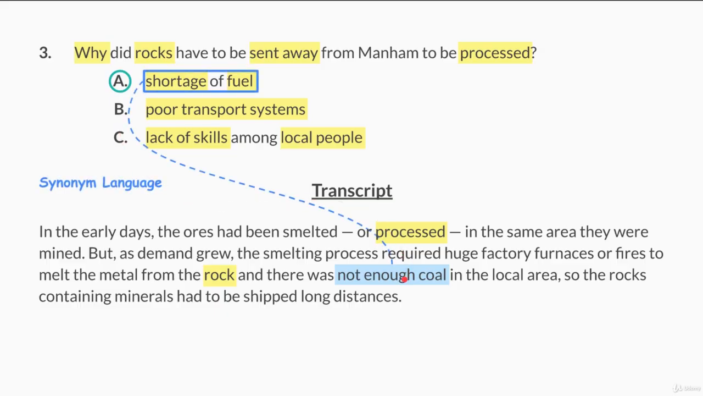That is synonym language. And then here it talks about local area, which is just a keyword from a wrong answer choice. Just something to be mindful of. It mentions rocks again. And over here, it clarifies that the rocks that contain the minerals had to be shipped long distances. Okay, so it's telling us exactly why these rocks had to be sent away. Why did they have to be, in other words, shipped away? Okay, sent away and shipped away are synonym words. They mean the same thing.